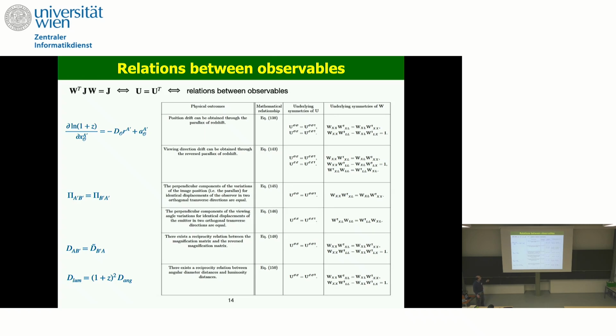consequences. One of them is the relation between the transverse variations of the redshift and the position drift, and the fact that the parallax matrix is symmetric. I will tell you more about those. We managed to list in our publications, I think, all possible consequences of this algebraic fact.